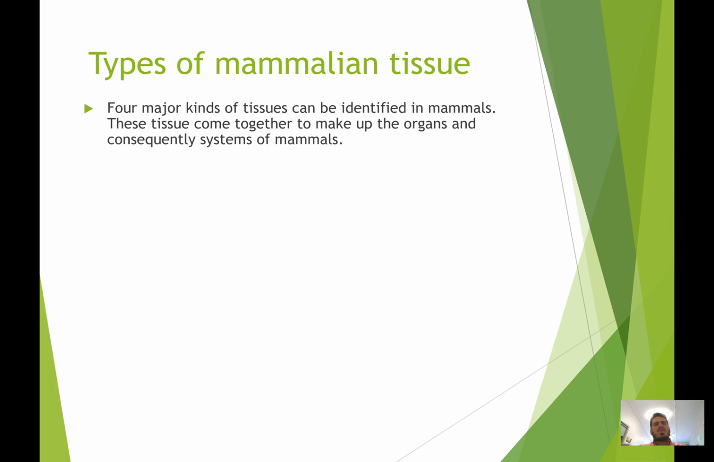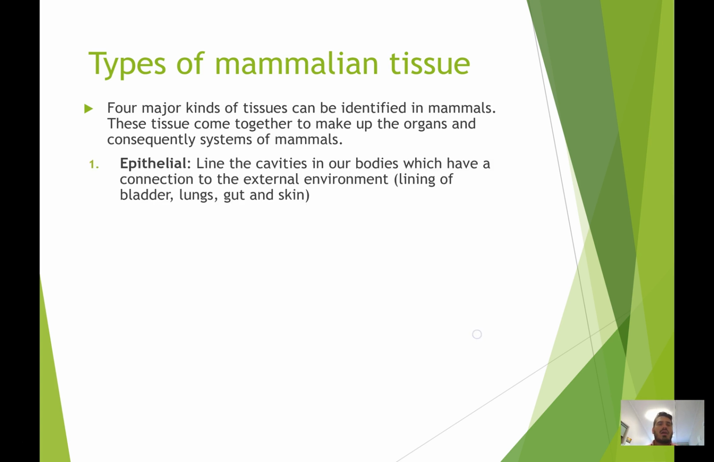Let's look at now the type of different mammalian tissues that these cells can get together to form. So there's 4 major kinds of tissues that can be identified in mammals. These tissues come together to make up those organs and consequently the systems of animals. All right, the first kind is epithelial. Epithelial comes from the word outside, so they line all the cavities in your body. So this is the lining of your whole intestine and your whole digestive tract, your trachea, okay, but also your skin, that's epithelial tissue, all right, the inside of your mouth, epithelial tissue, okay, cool.